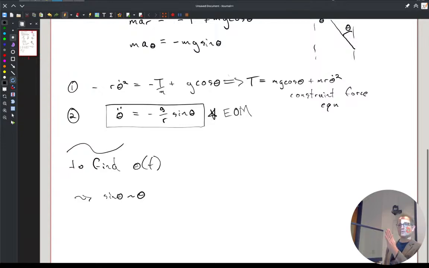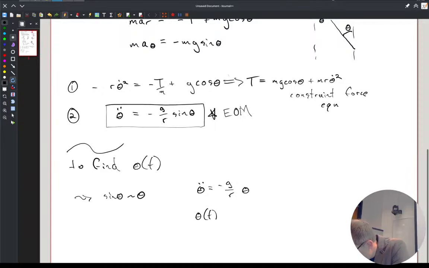So that's true if the balloon is only going, my rule of thumb is about 30 degrees. If it's 30 plus or minus 30, then we're fine. If it gets up to 60 or 90 degrees, then we're introducing nonlinear things. So then theta double dot is negative g over r times theta.